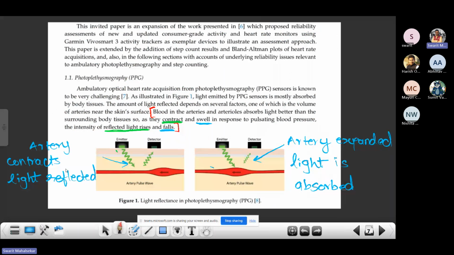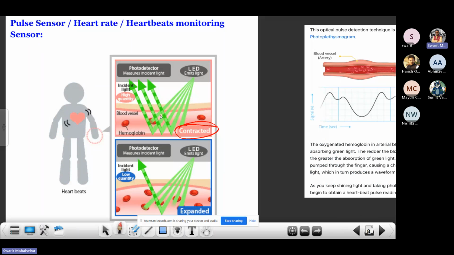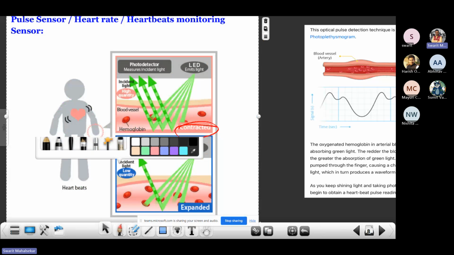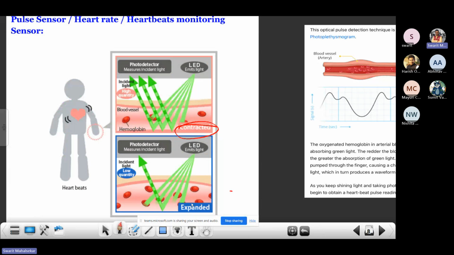The hemoglobin molecules available in this condition are very few in number. Hardly we can see 3 to 4 hemoglobin molecules. Due to which, the light emitted by this LED is reflected back to the photodetector, so it will sense a huge amount of light. On the contrary, if you look over here, now we are dealing with the expanded one.